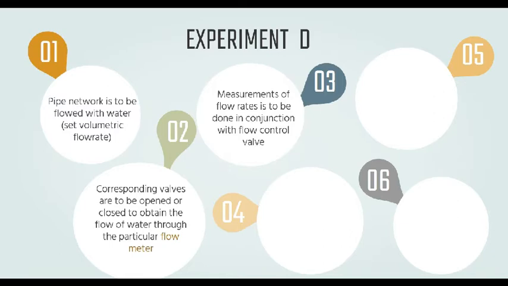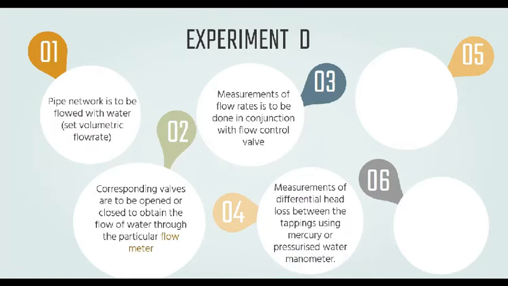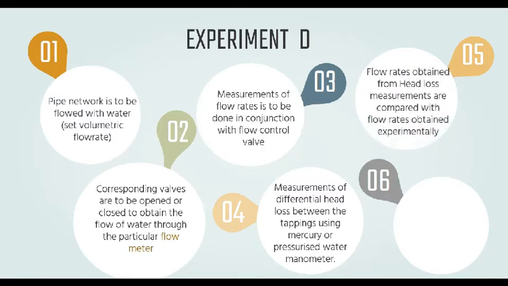In the diagram, you can see it labeled as V4, and the differential head loss will be measured between the tappings, either using a mercury or pressurized water manometer. The flow rates obtained from the head loss measurements will be compared with the flow rates obtained experimentally. Lastly, the readings for both orifice meter and venturimeter are to be obtained and tabulated in the table. So I think that's all for the procedure.